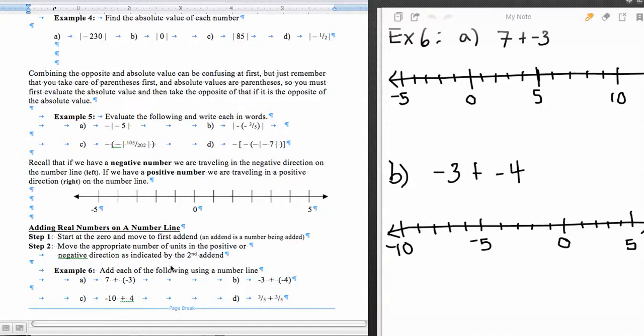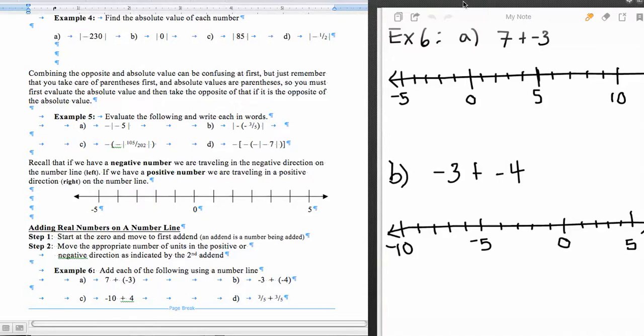If we want to add on a number line, the thing that we do is we start at 0. And I'm going to show you this process just using some arrows as a real big blocky instance of what's going on, and then where we end up is where our answer is.